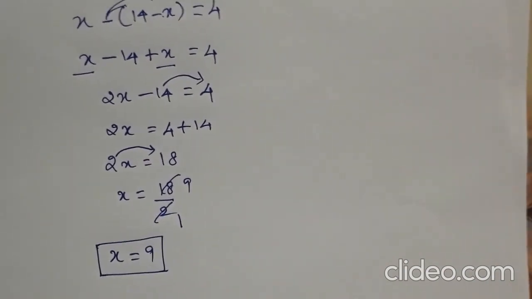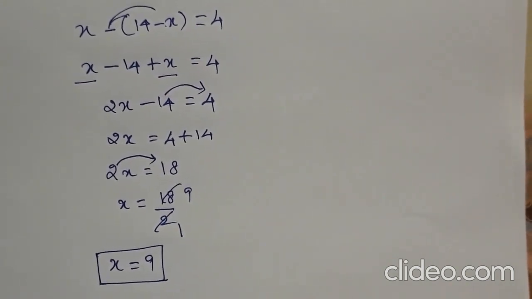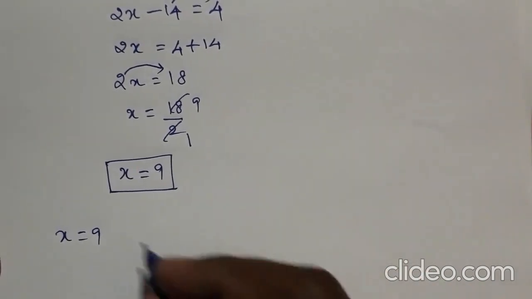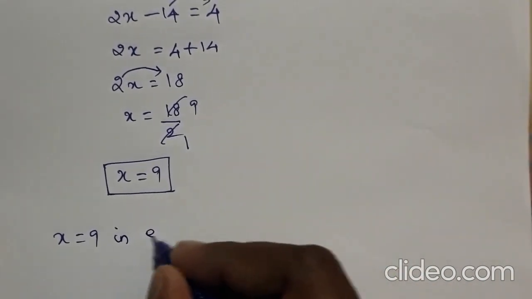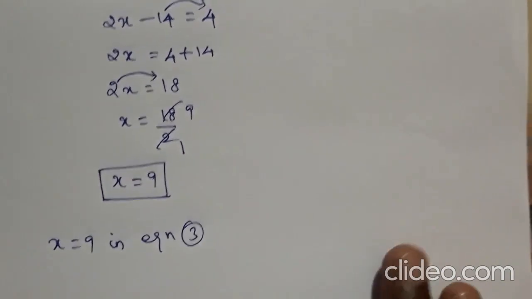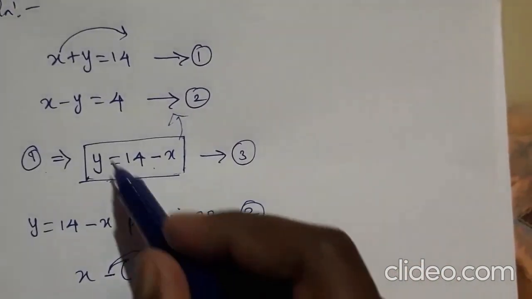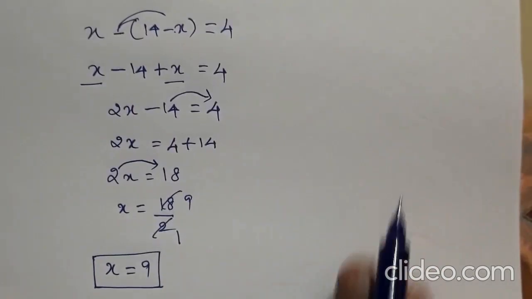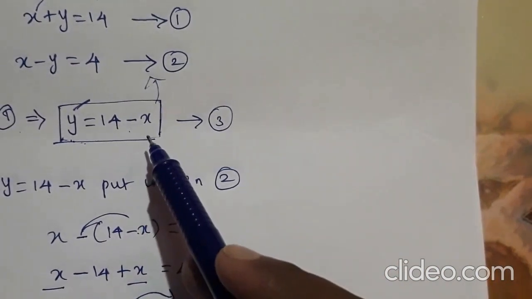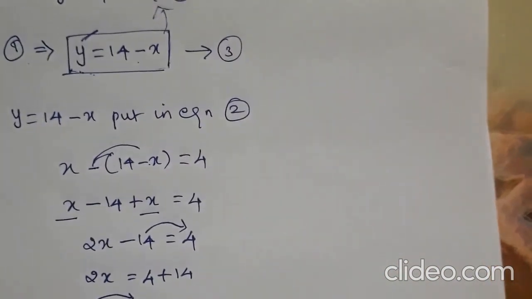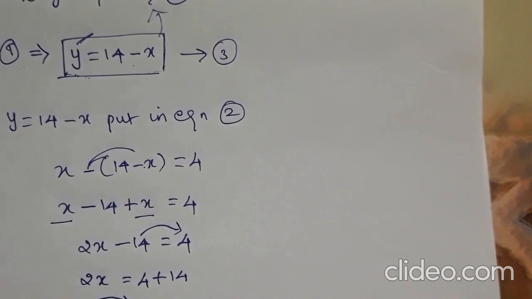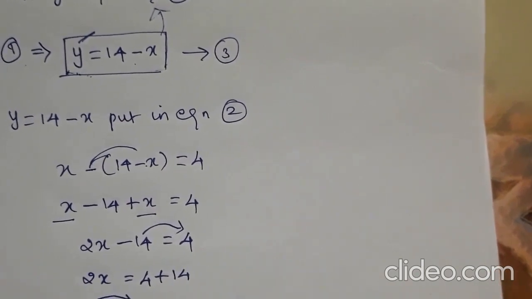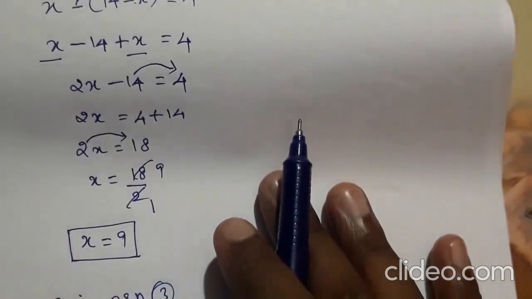Next we have to find the y value. This x value we substitute in equation 3, because we have to find the value of y. We don't know the y value. To find the y value, substitute the x value in equation 3. So you will get the y value. Here y is equal to 14, instead of x we can substitute the value 9.